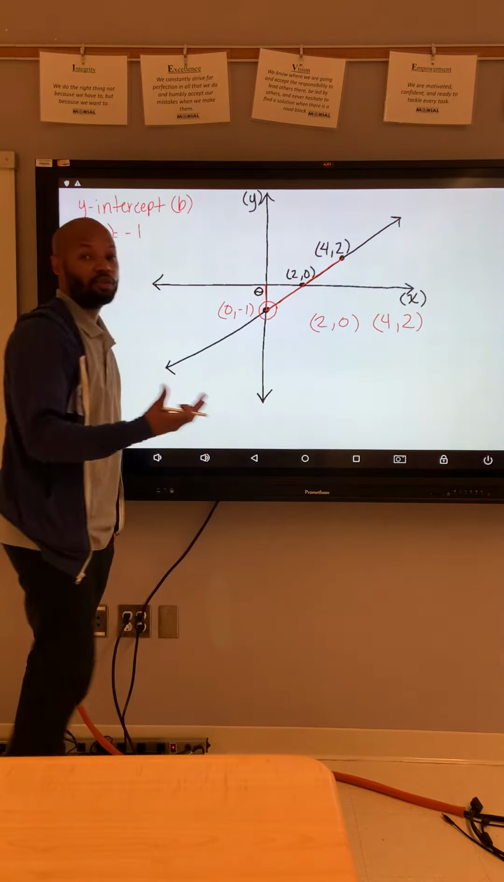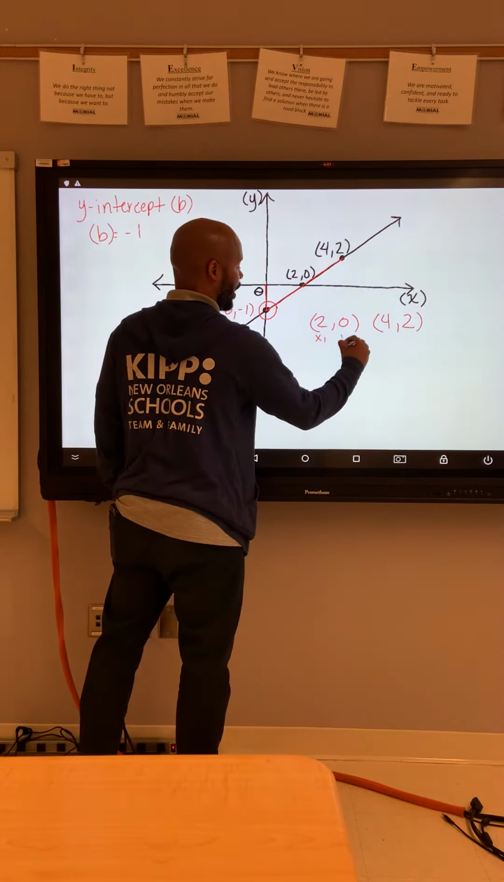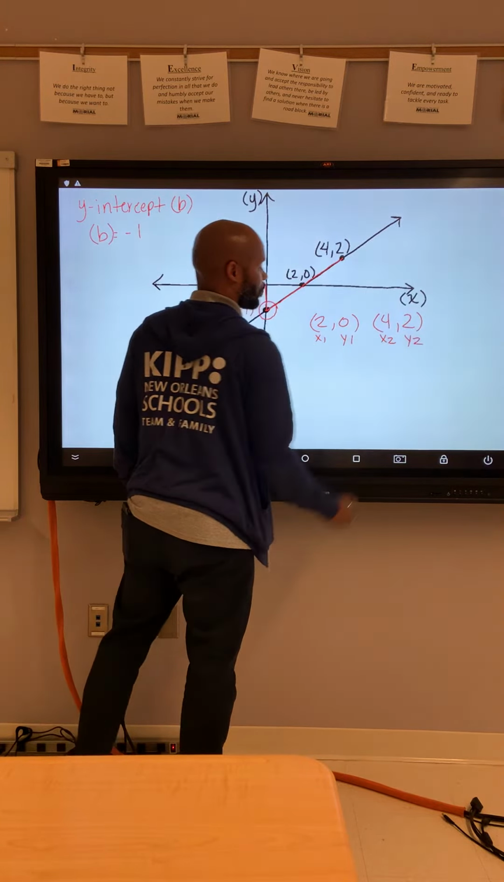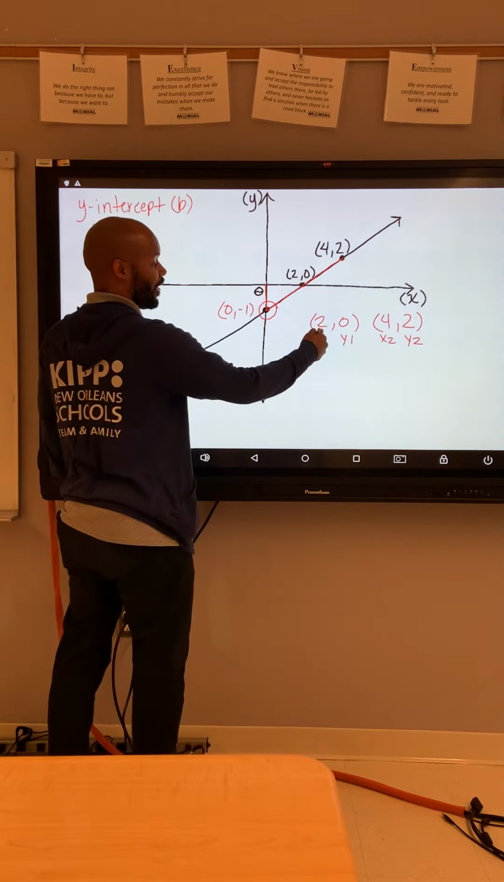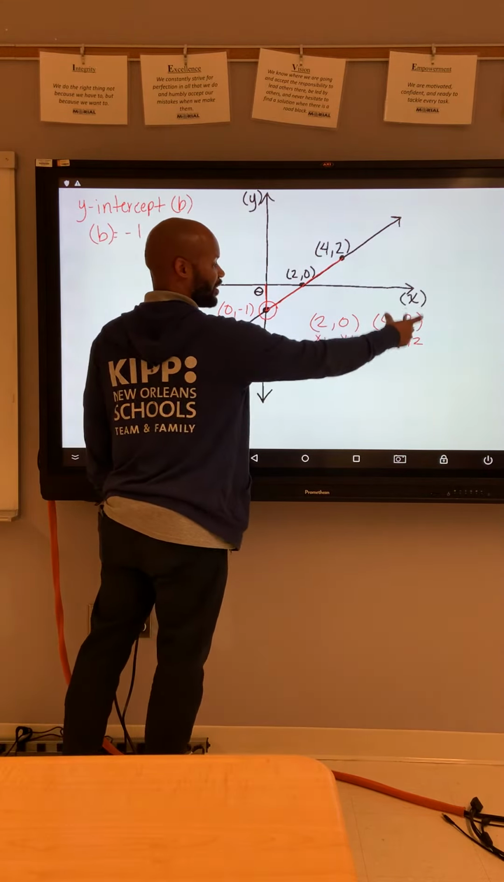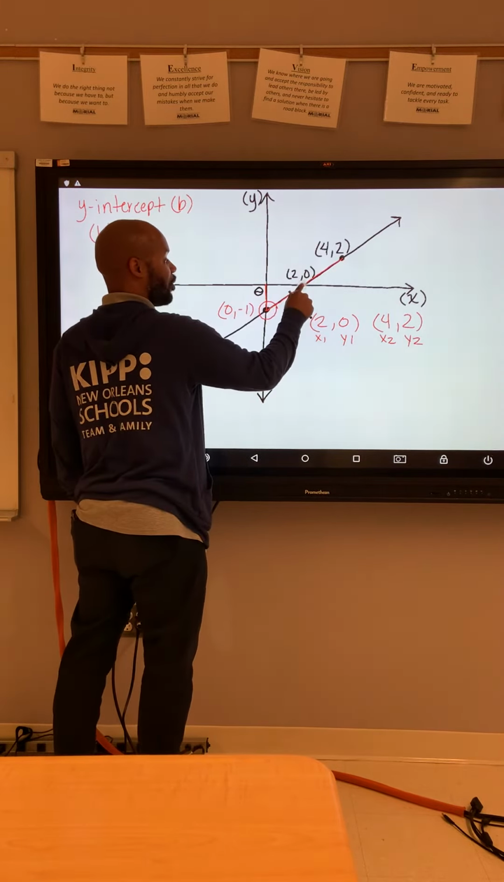To make sure that I can use the formula for slope, I'm going to identify these as x1, y1, x2, y2. We can identify them based on the value for x. 2 comes before 4, so this is my first set of coordinates. This is my second set. Because we read our line from left to right, this is the first point I come across.